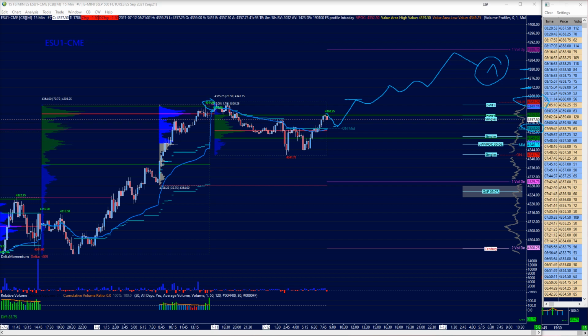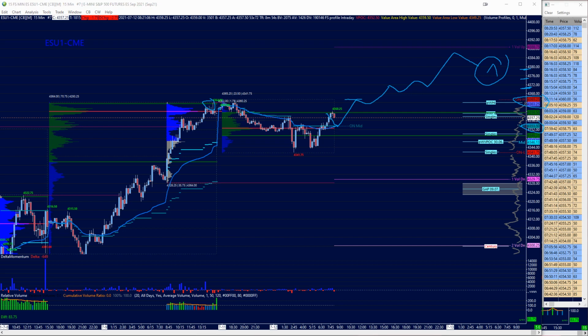Scenario 2, in green: we open, take out the overnight high, find sellers, and reverse Friday's move by moving from a distribution to distribution.